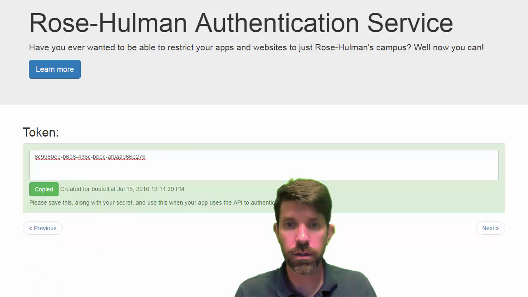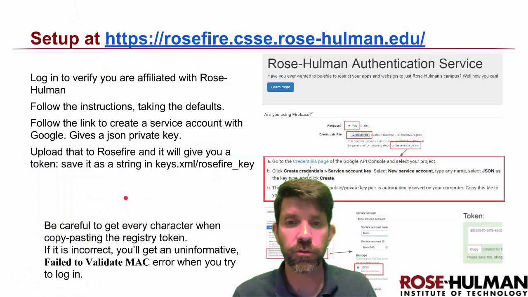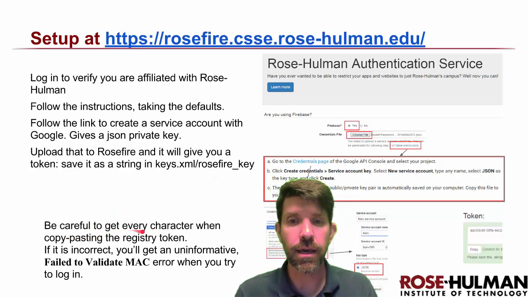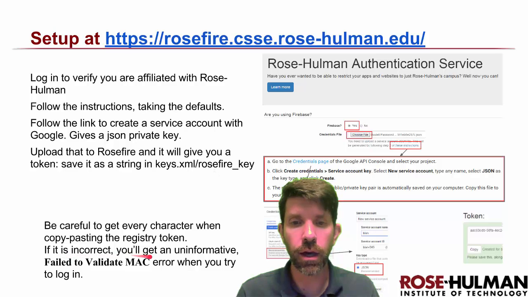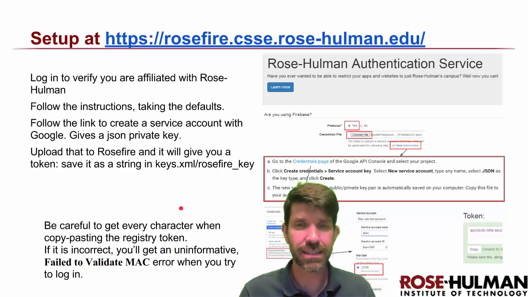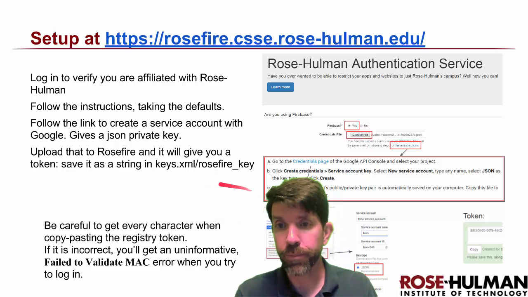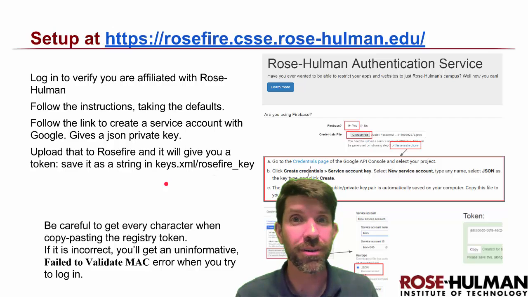So we've created that. It's all good. And I'll just say right here, when you're copying stuff around, you notice there was a copy button. That's because you need to get every character. Students have done this before. If you're a little bit sloppy with copying it, then it gives you a failed to validate MAC error when you try to log in, and that's not really very helpful. Anyway, so that's our setup, right? And that is all for the setup. So next time we're going to write our code, right?